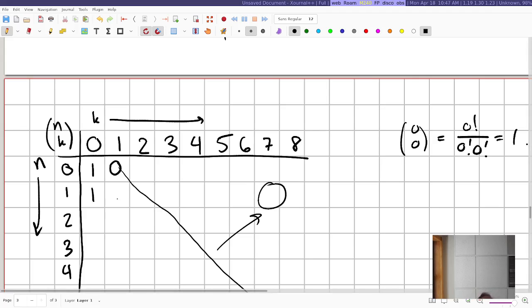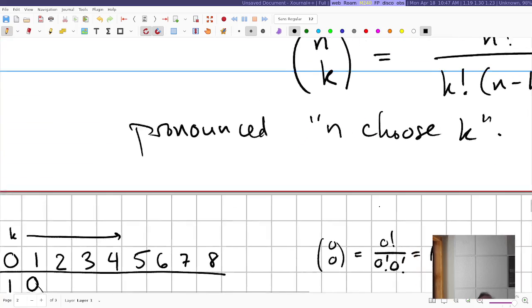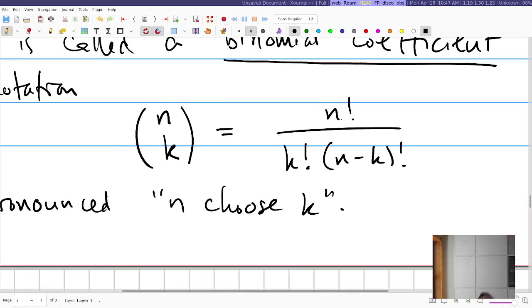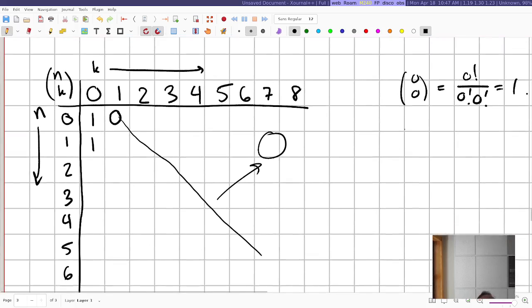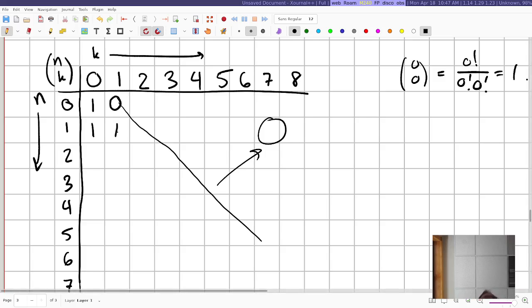Okay, how about when n is 1 and k is 1? Well, this is just going to be 1 factorial, 1 factorial, 0 factorial. Again, it's a bunch of 1s. You get 1. That also makes sense. If I have one thing, and I want to choose one thing, there's one way that I can choose the one thing that I have. It would be 1s all the way down.